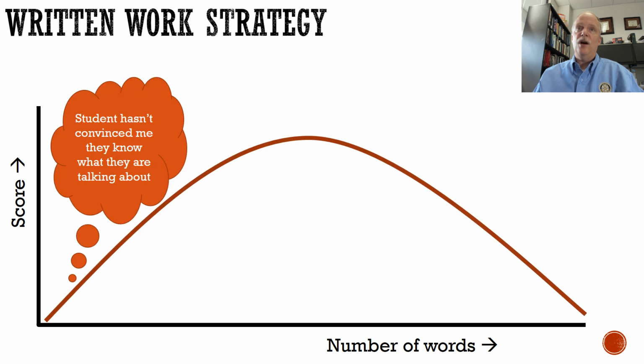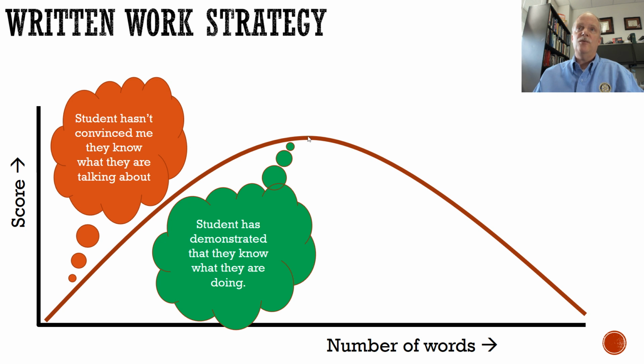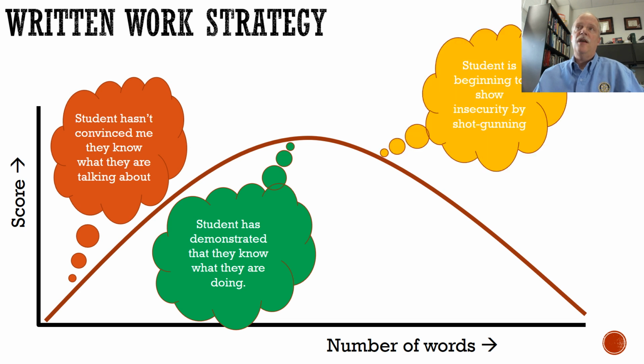This is more likely the case. If there's a certain amount of words, you reach a peak and then it starts to taper off. Early on, if you start with too short of an answer, you haven't convinced me that you know what you're talking about. There's a sweet spot where you've demonstrated that you know what you're doing, and that's when you need to stop. If you go a little further than that, you're starting to show some insecurity because you're shotgunning things. You're putting in all kinds of things that you can remember, but you really don't know why they apply to this situation. If you can apply and explain why you're going there, that's good.